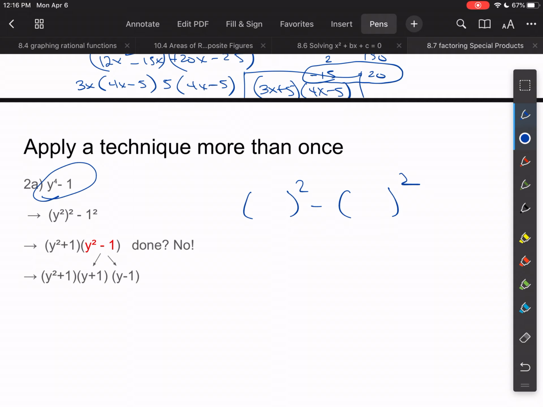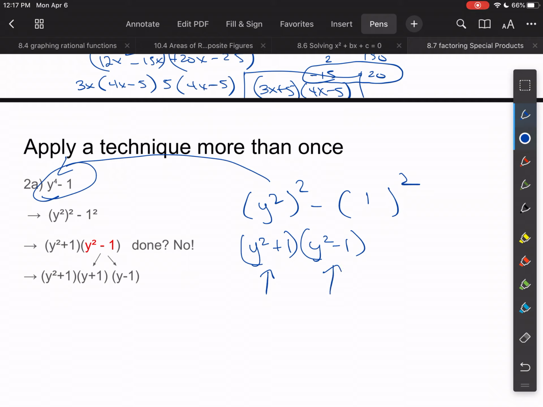And the answer is yes. y squared squared gives you y to the fourth, and 1 squared gives you 1. So I can write this as y squared plus 1, y squared minus 1. This one is done because it might be two perfect squares, y squared and 1, but it's not a difference. This one, we have a different sign. We have a minus sign, so I can factor that one again.